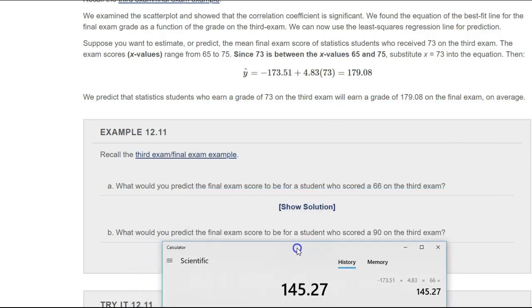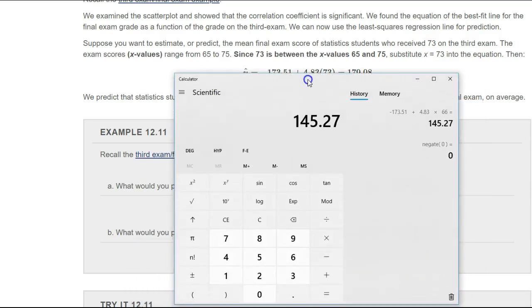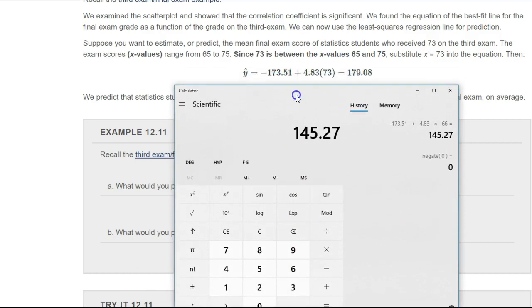What would we predict if they score a 90 on the third exam? Okay, well, we have 173.51, and that's a negative value, plus 4.83 times 90. We would predict that they would get 261.19 on their final exam. Yeah, that's it. That's what prediction means.